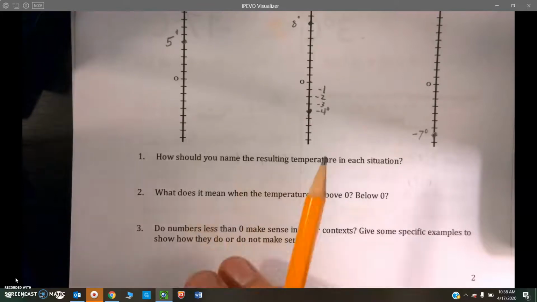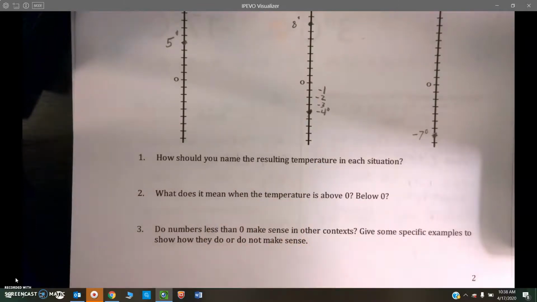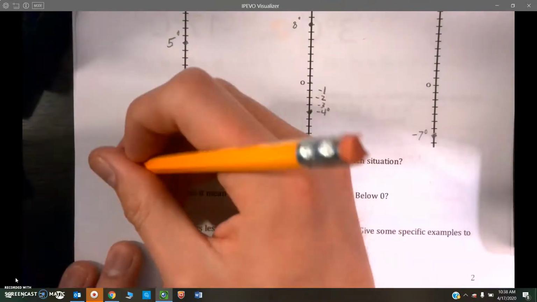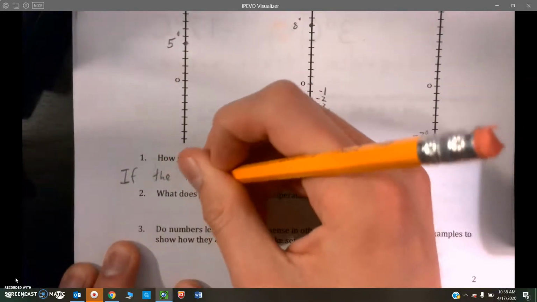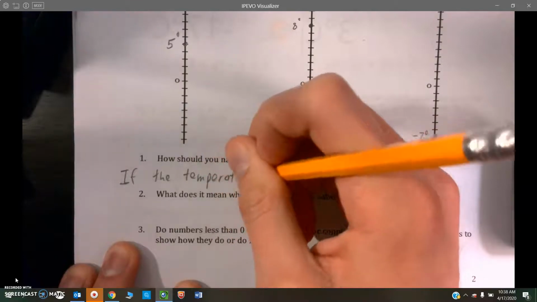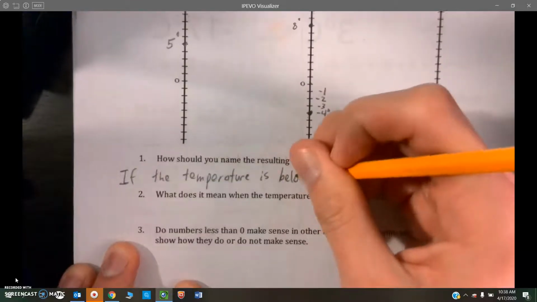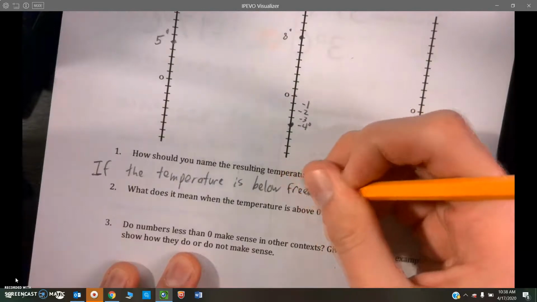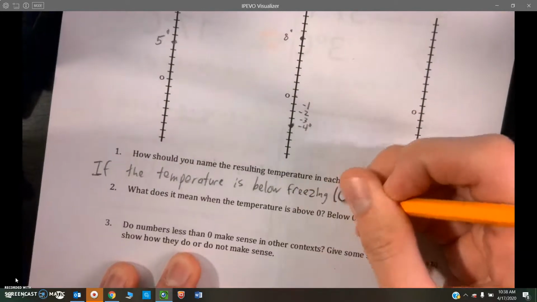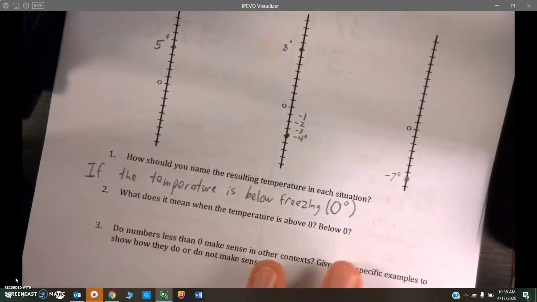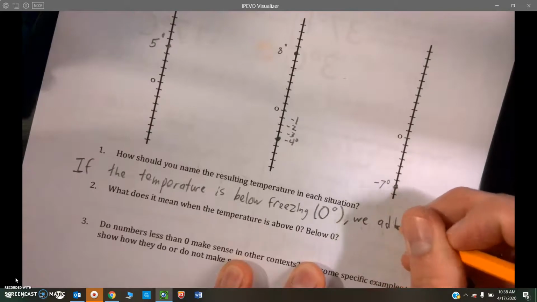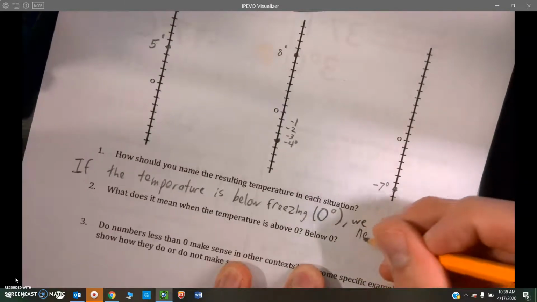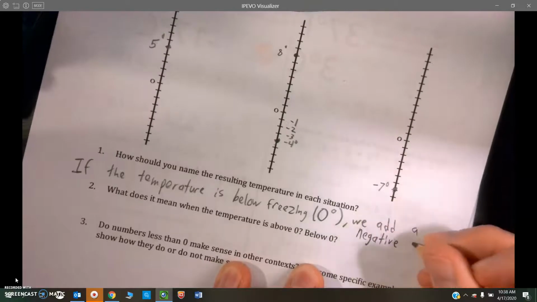So, how should you name the resulting temperature in each situation? That's kind of what we did up there. We can add, if the temperature is below freezing, in this context, because we're talking about Celsius, that's 0 degrees, we add a negative symbol, okay, which is like a minus in front of a number.